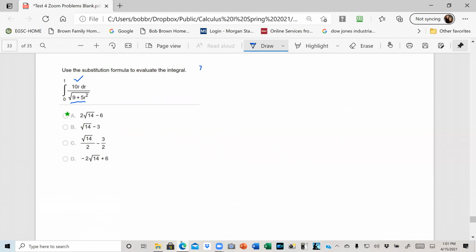Let's let u equal 9 plus 5r squared. du dr is equal to 10r. So du is equal to 10r dr. And notice that here we have 10r dr. That's going to be our du. And 9 plus 5r squared is going to be u.